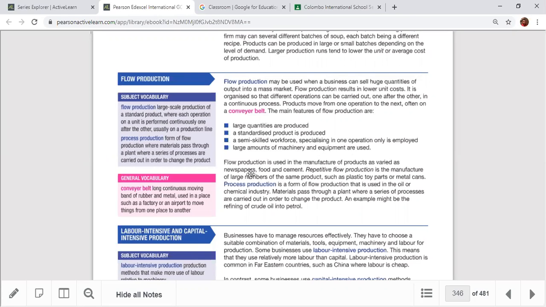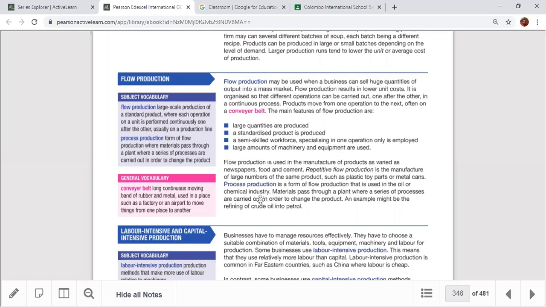Flow production is used in the manufacture of products as varied as newspapers, food and cement. Repetitive flow production is the manufacture of large numbers of the same product, such as plastic toys or metal cans. Process production is a form of flow production that is used in the oil or chemical industry.